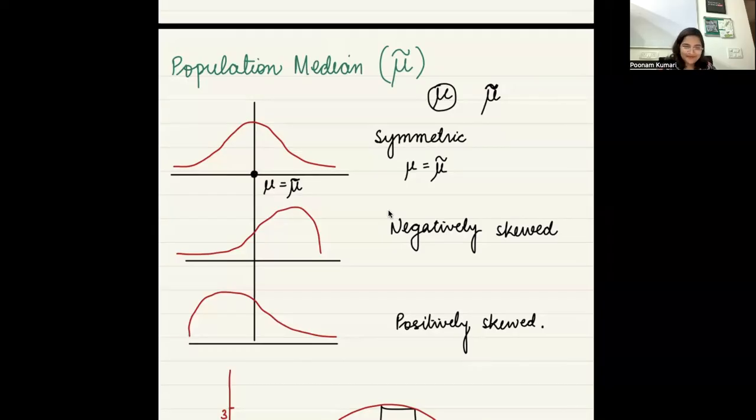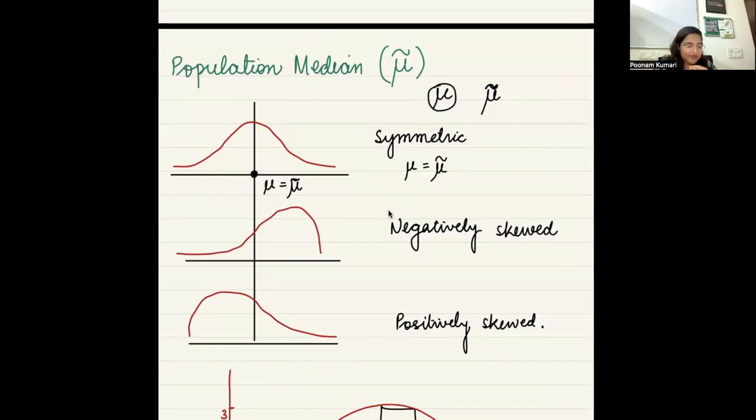Ma'am, I think in negatively skewed data, the mean would be on the rightward side as compared to the median. Okay, so mean towards the right, you are saying. Yes, ma'am. So mean towards the right and median to the left of it, right? So first, what will come? Median. Yes, ma'am. Okay, first median will come.